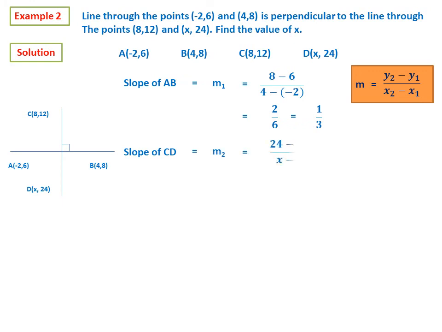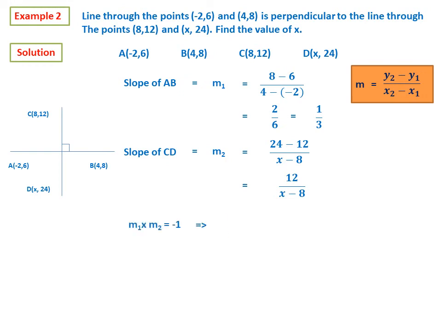This will be m2, which is 24 minus 12, y2 minus y1, divided by x minus 8. Simplifying, that is 12 by x minus 8. Now, what is the condition? We have determined the slope of AB and the slope of CD. They are perpendicular, therefore the condition is m1 into m2 should be minus 1.